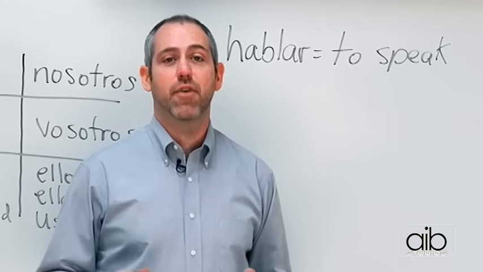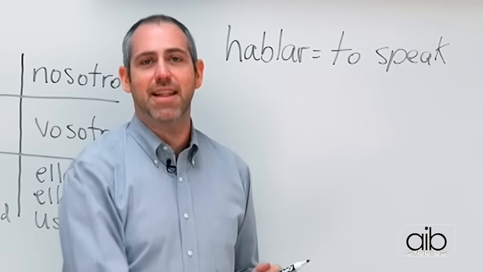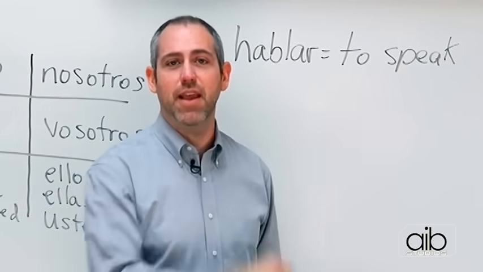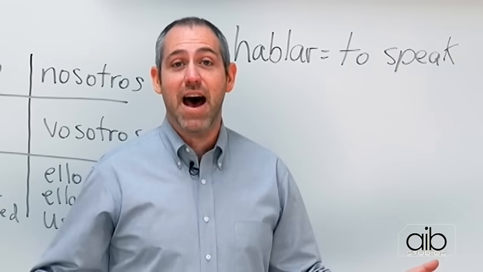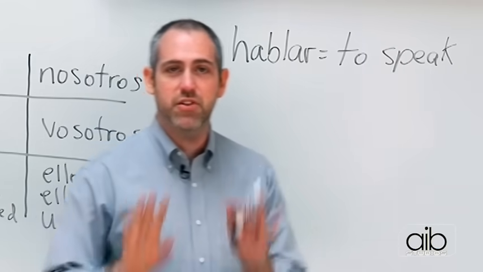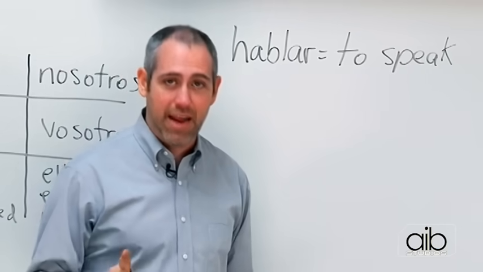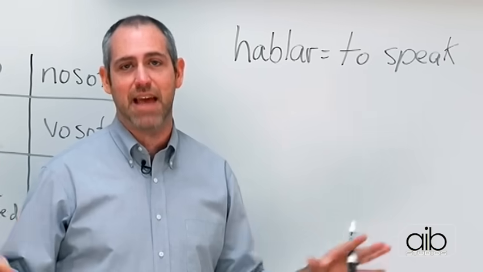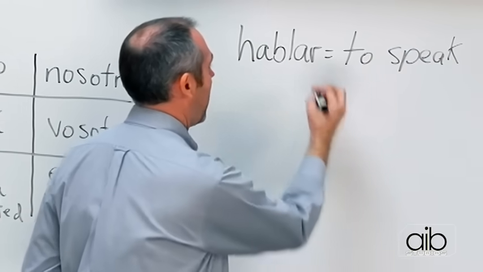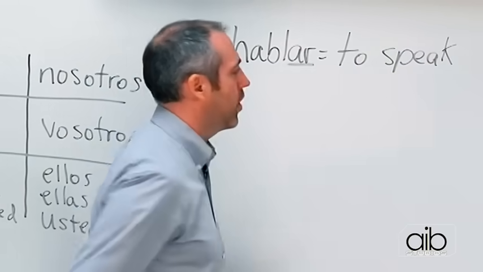Hablar is an AR verb. AR verbs, I'm going to take the AR off. Later on, we're going to learn ER verbs. I'm going to take off the ER. And later on, we're going to learn IR verbs. So you guessed it, we're going to take off the IR. That's the first step. Now, only take off the AR. Leave the rest of the word exactly like it is. Okay? So, we're going to take off that part of the word.